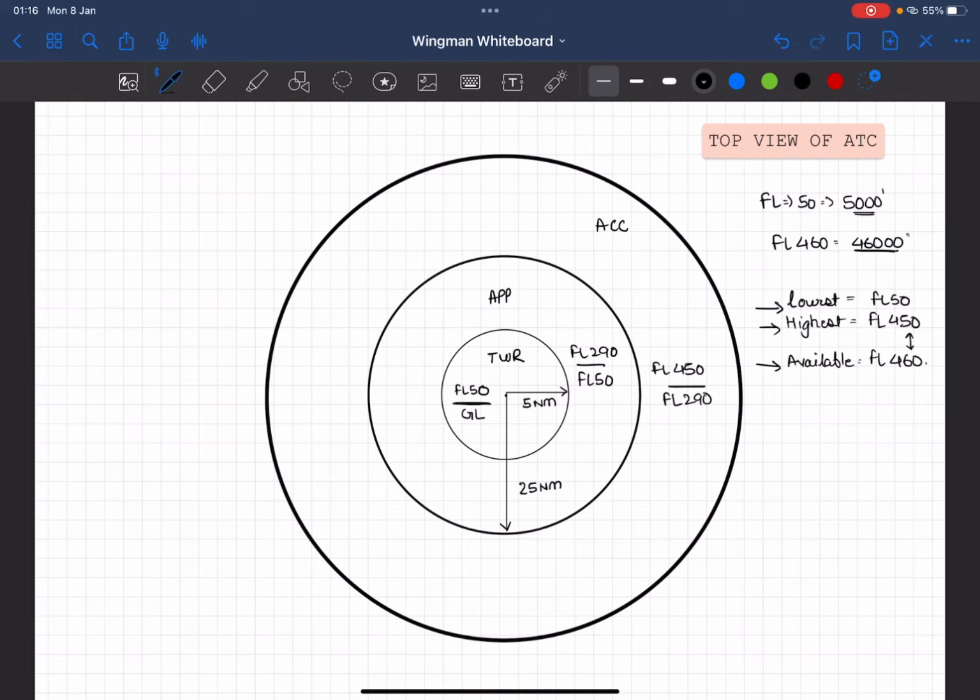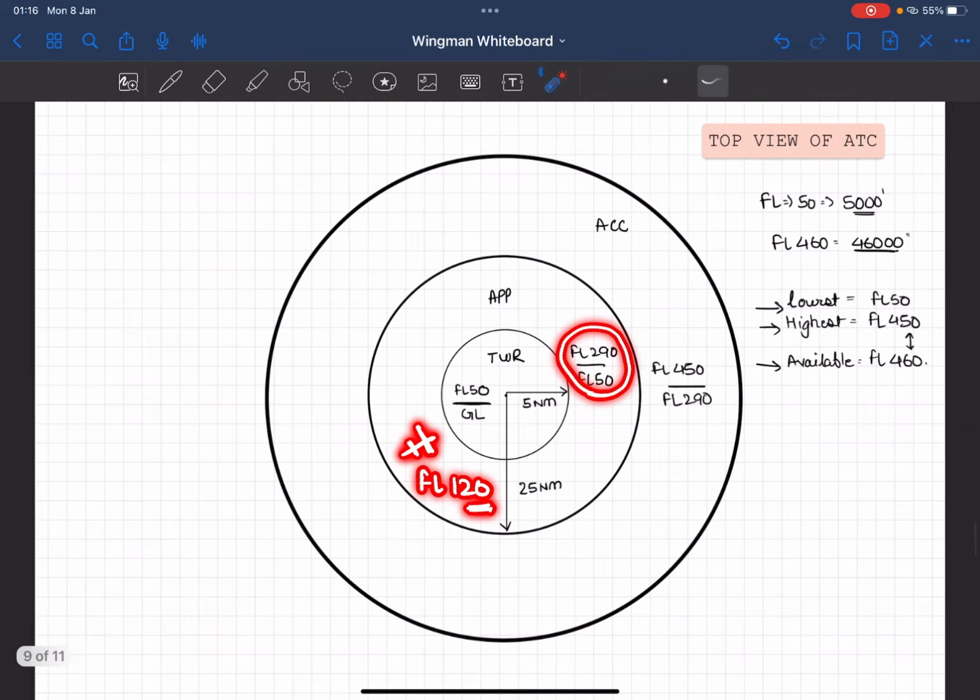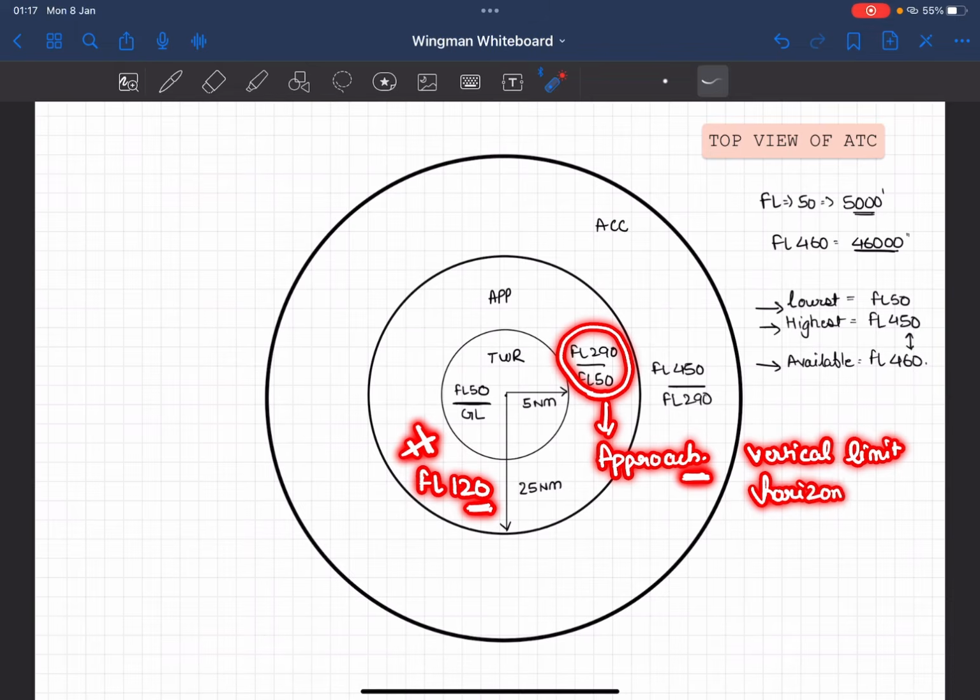Your lateral and horizontal limits will be written like this. Your vertical limits will be written like this. Say you're a traffic which is 25 nautical miles inbound, and you're flying at a flight level of 120. So you know that laterally and vertically you are within the limits of the approach, so you're going to call the approach. You have to make sure on paper what your vertical limit and your horizontal distance are.